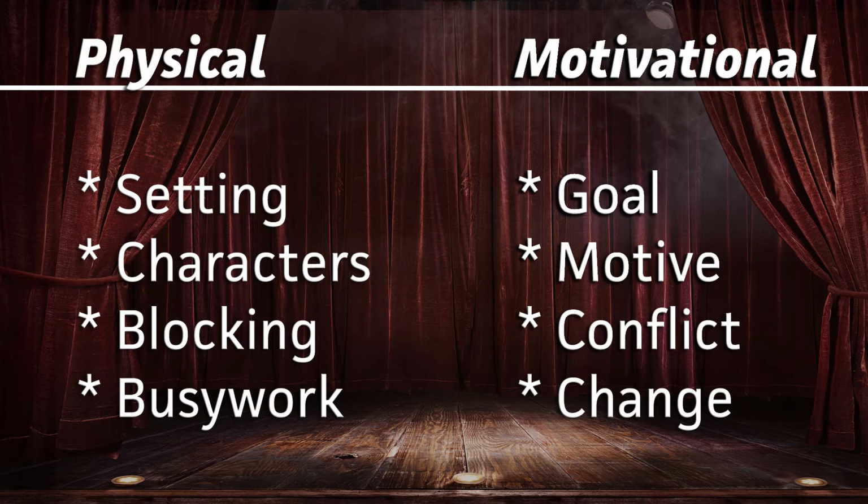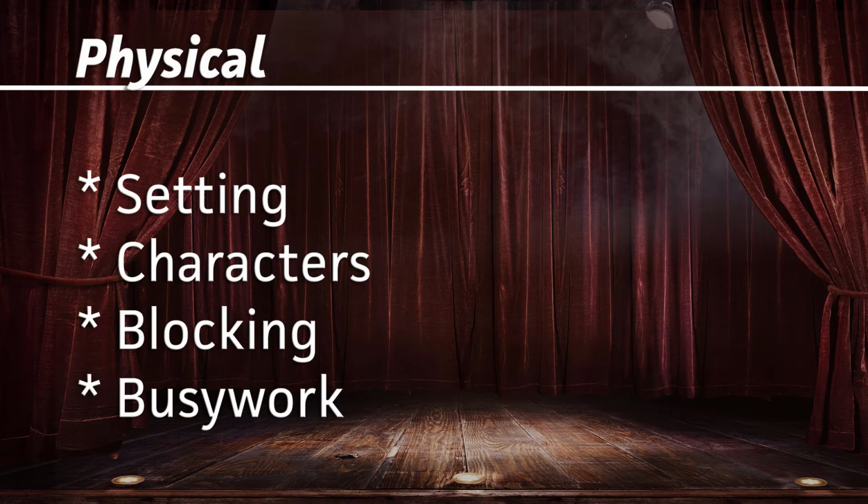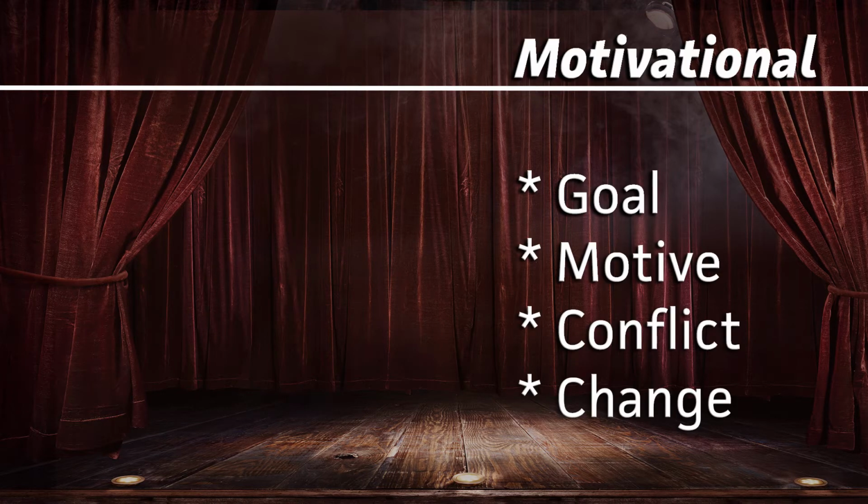I usually try to remember to fill in 4 physical elements and the 4 motivational elements. So the 4 physical elements that you always need to consider are 1, setting, 2, characters, 3, blocking, that's also the action of the scene, and 4, it's good to jot down some notes about the busy work, and I'll explain what I mean by these terms. The 4 motivational elements are goal, motive, conflict, and change. So let's go back to the physical and dig deeper into that for a little bit.